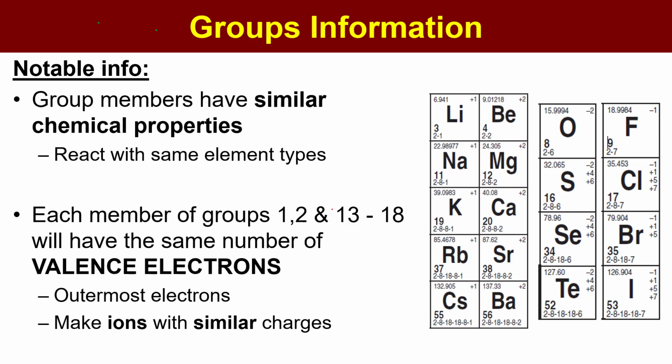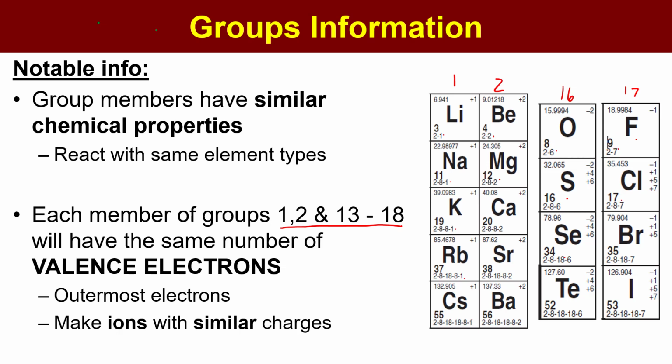Now, if you are looking specifically at groups 1 and 2 and 13 through 18, you are going to notice that the members of each group will have the same number of valence electrons. So here is group 1. We'll notice that there is 1 valence electron in each one of those atoms. In group 2, there are 2. Fast forward all the way on the right-hand side of the periodic table to 16, there are 6. And obviously in 17, which is your halogens, there are 7.